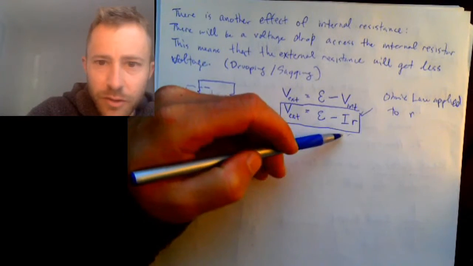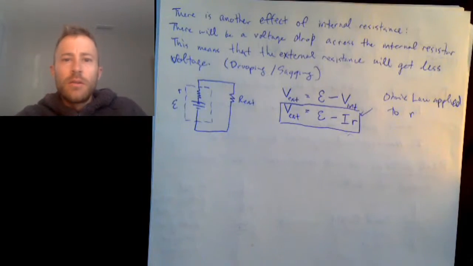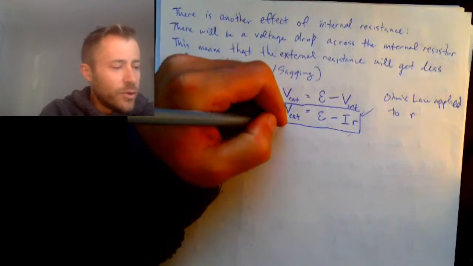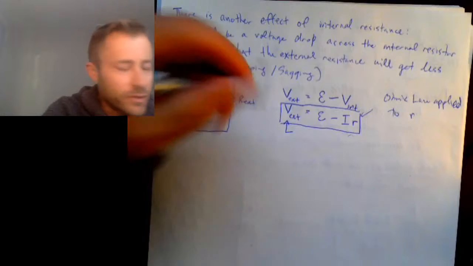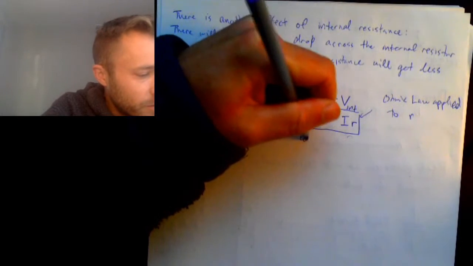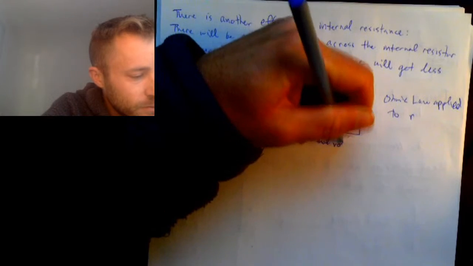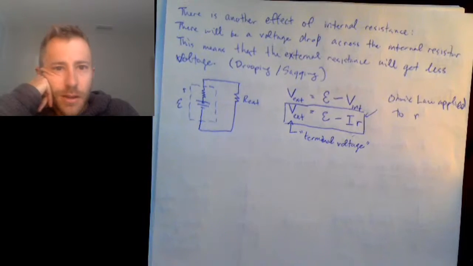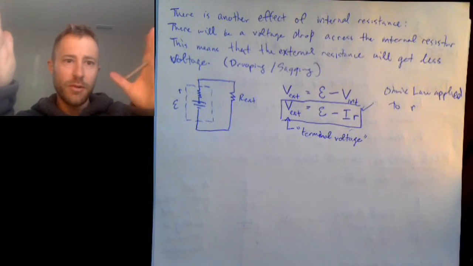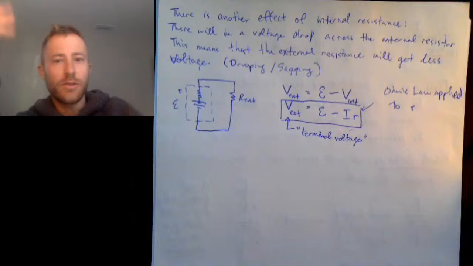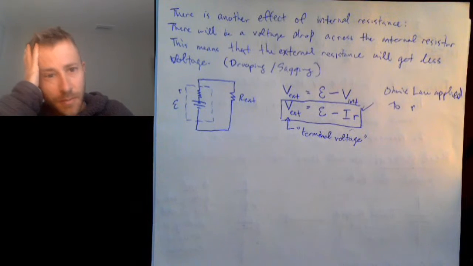That in this second term here. So the voltage that the external circuit gets is called the terminal voltage, because the battery has two terminals. It has a positive terminal and a negative terminal, so terminal voltage.